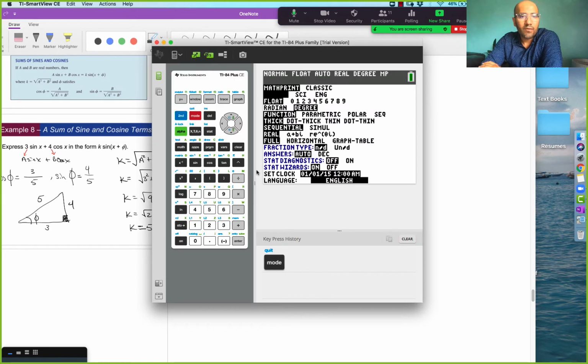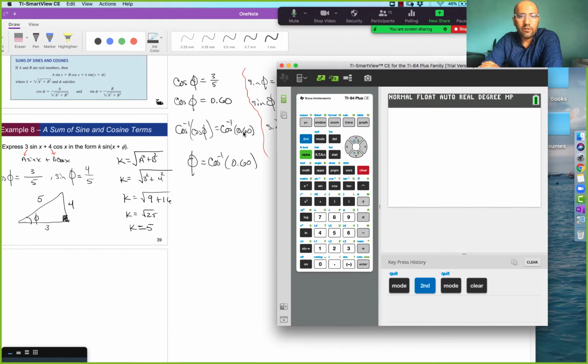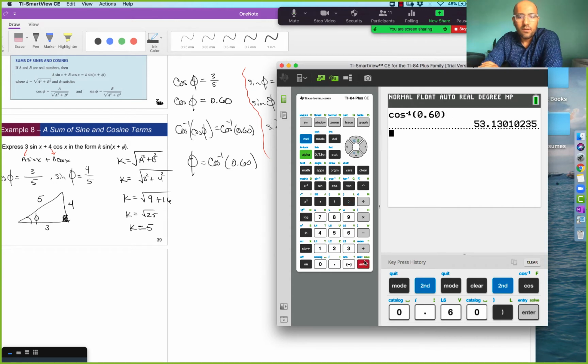Okay, so let's go to mode, degrees. We're in degrees, quit, clear. Okay, so we want to confirm what's happening here. In degrees, this is going to be cosine inverse of 0.60, which gets us to 53.13 degrees.